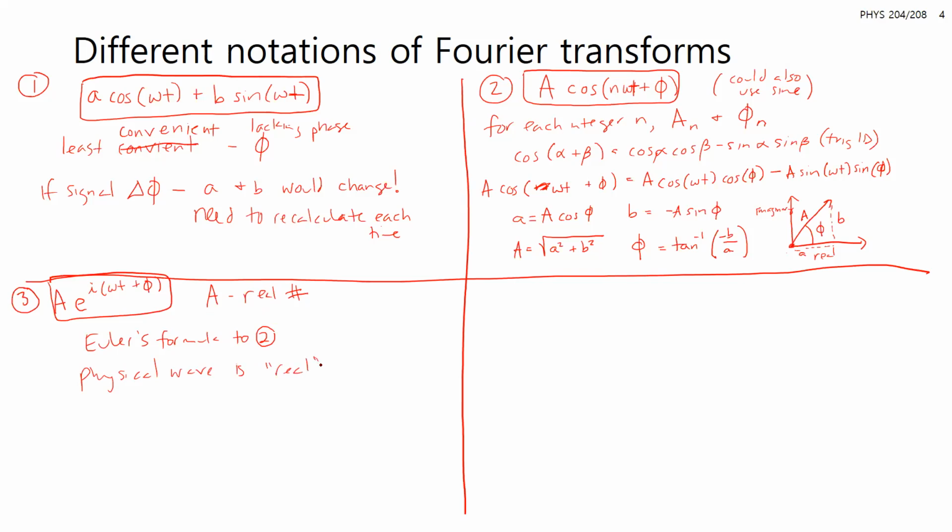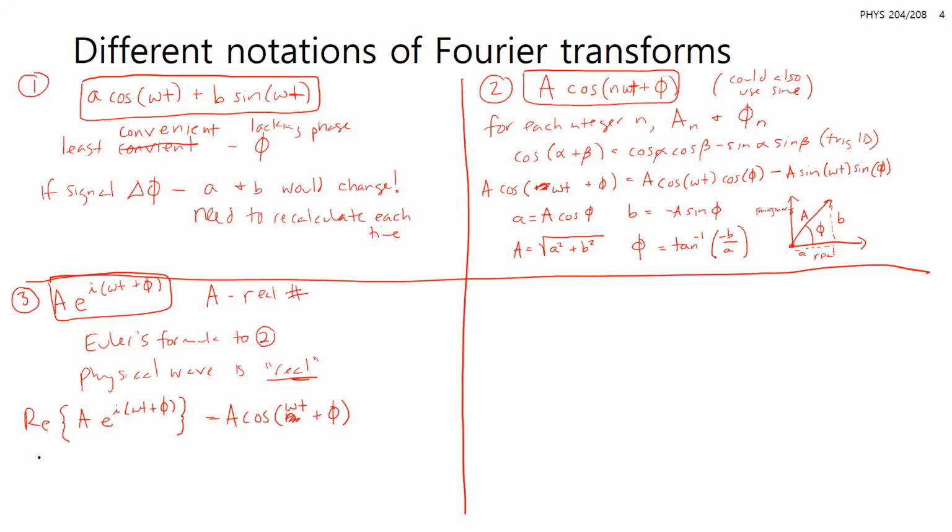That's the real part. And since we're working in lab, that means that we're working with real data. We're not working with imaginary data. So this expression is very useful. We can also write this out as the real portion of A times e^(i(omega t plus phi)), which is equivalent to A times cosine(omega t plus phi).